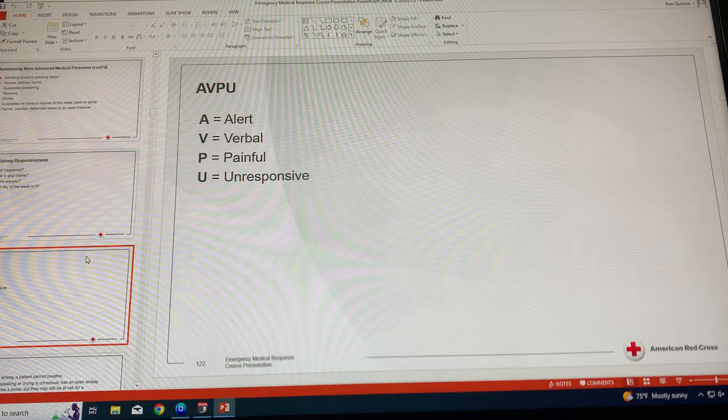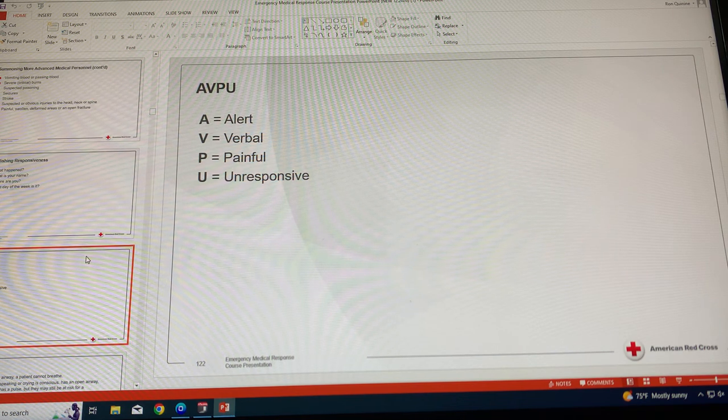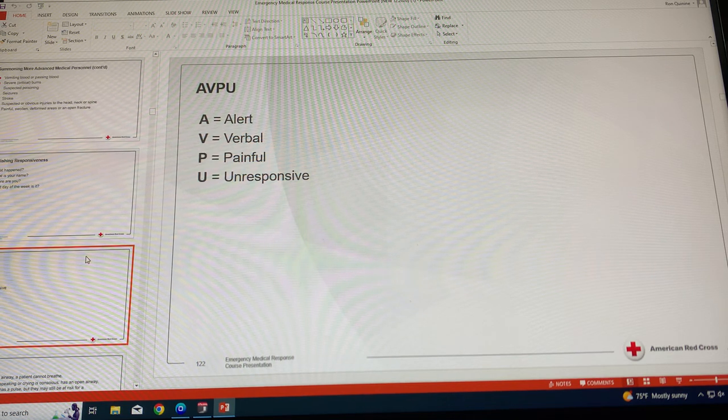Okay, on the next slide here, we have the acronym AVPU, okay? So first we're going to deal with, in describing a patient's level of consciousness, a 4-level mnemonic scale is traditionally used, referred to as AVPU. The letters A, V, P, and U each refer to a stage of awareness. Okay. Let's first deal with alert.